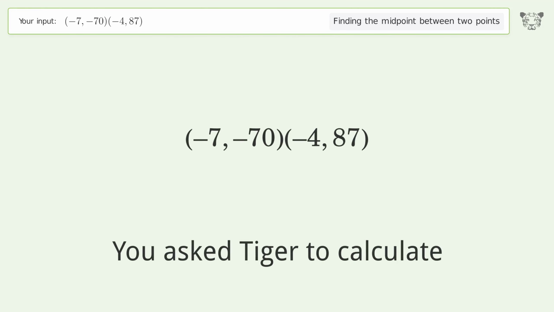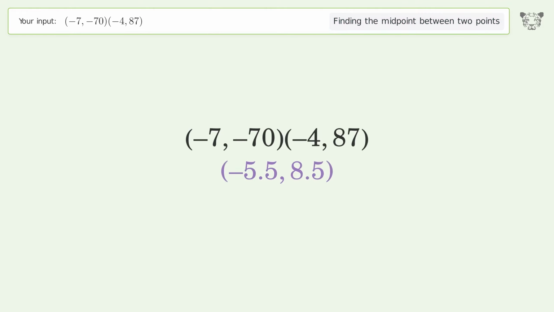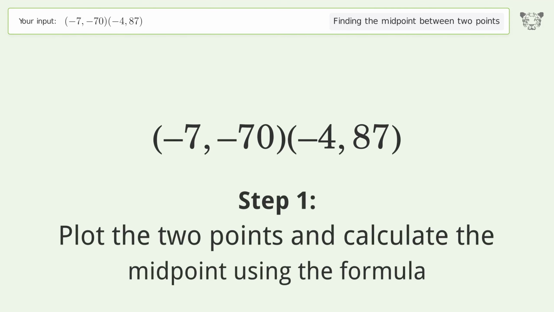You ask Tiger to calculate. This deals with finding the midpoint between 2 points. The midpoint between the 2 points is negative 5.5, 8.5. Let's solve it step by step. Plot the 2 points and calculate the midpoint using the formula.